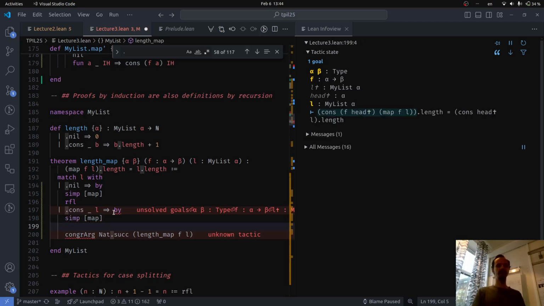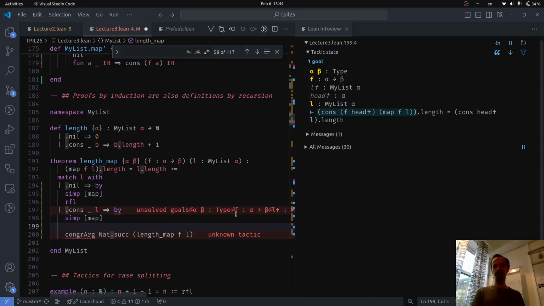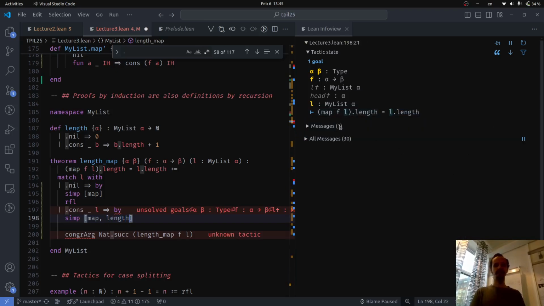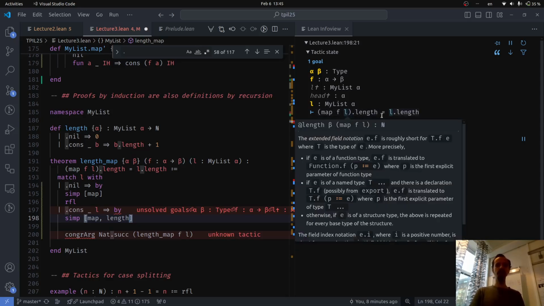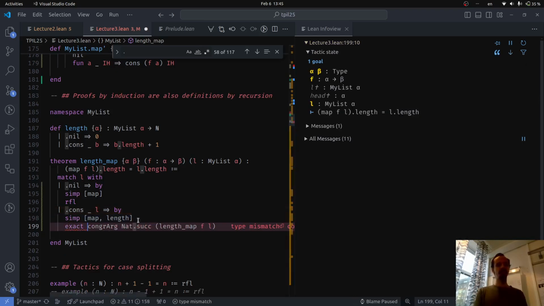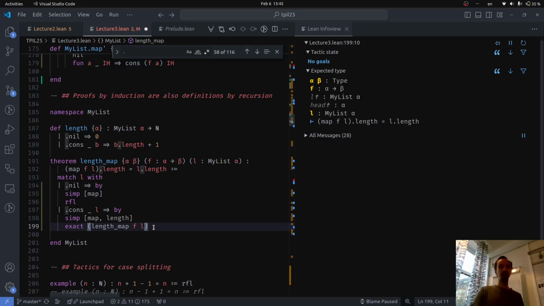In this case, if we simp with map, then we get, well, it unfolded the cons, but we still have the length. So we also want to simp with length here. Actually, it did two things here. It did simplify the length away, but it also simplified away the plus 1. So now this proof isn't actually going to work anymore because the congrArg part has been removed. So it's just an application of the inductive hypothesis.